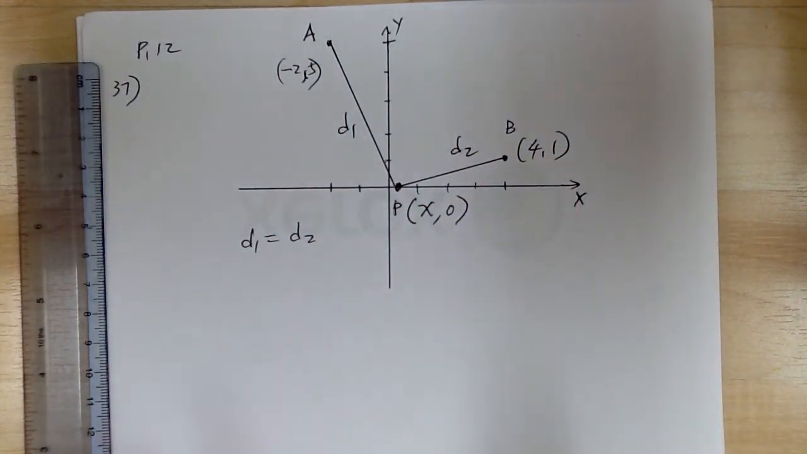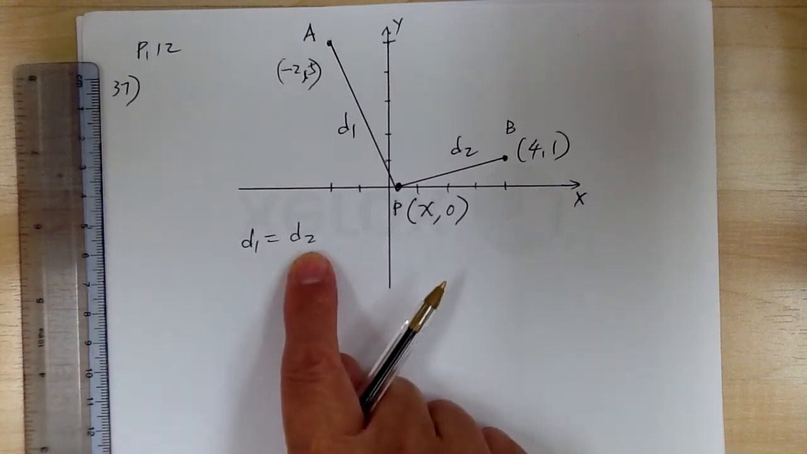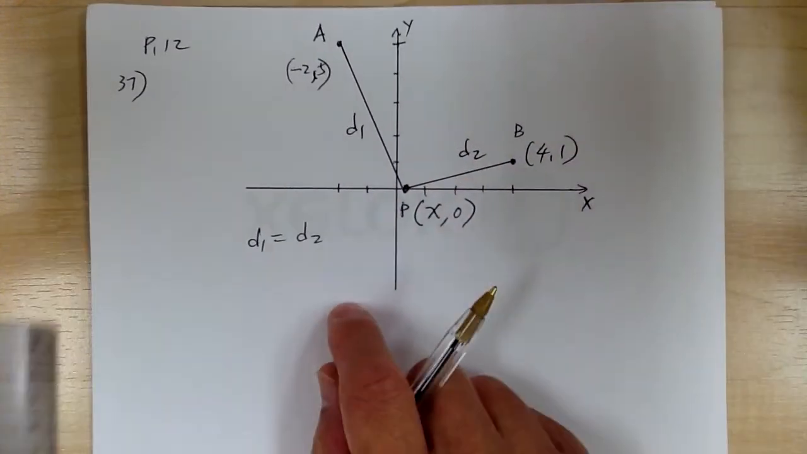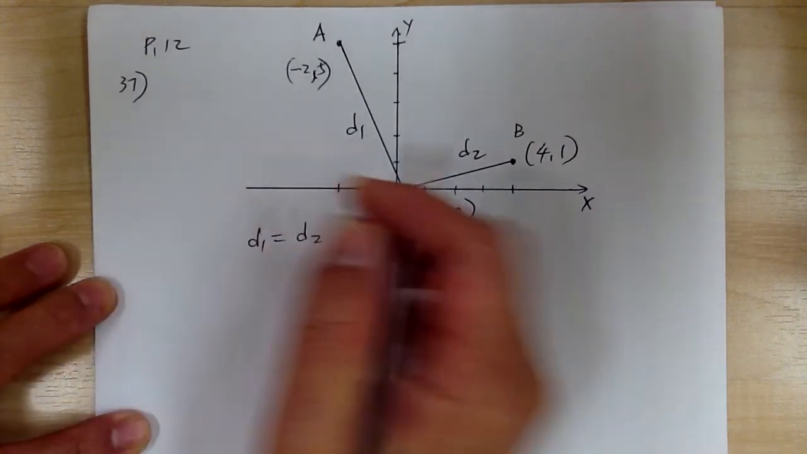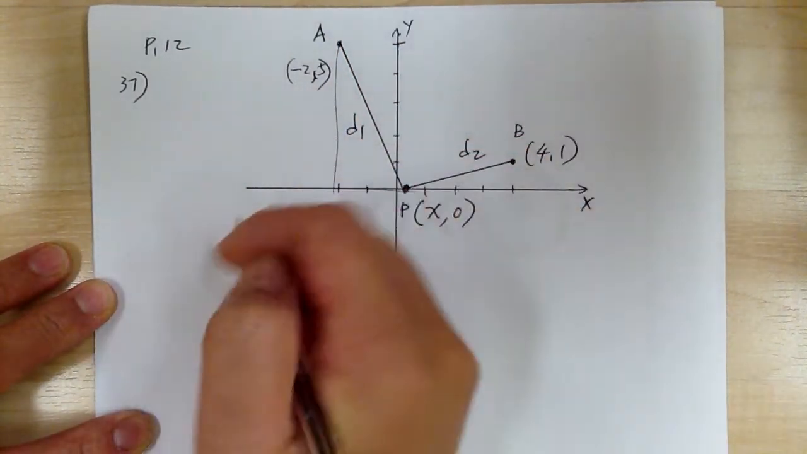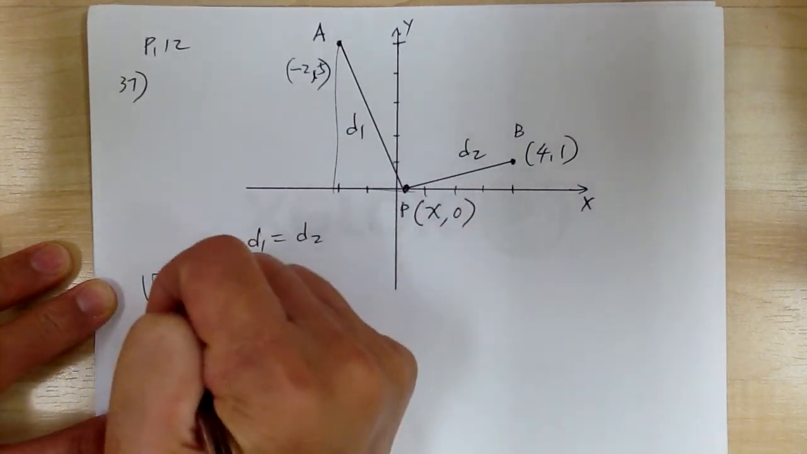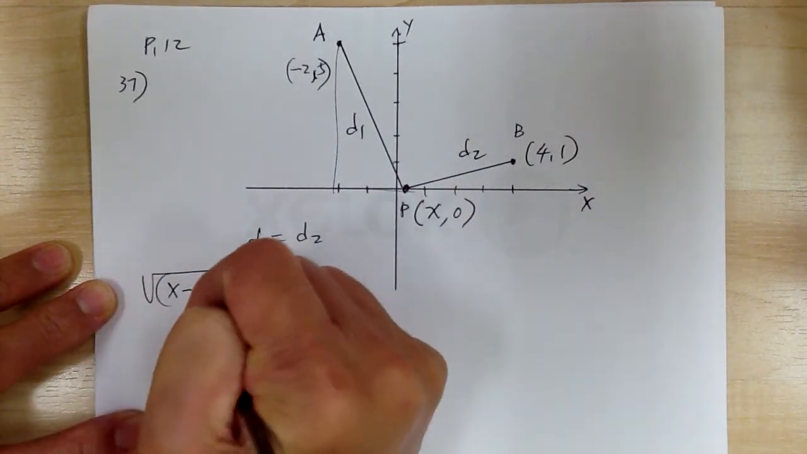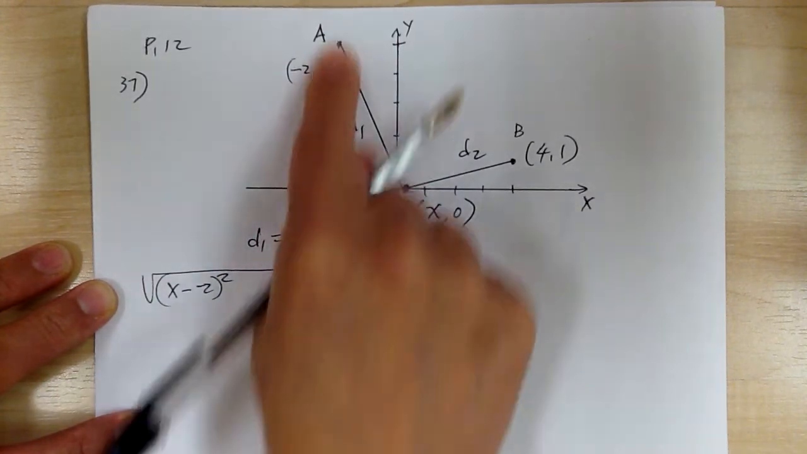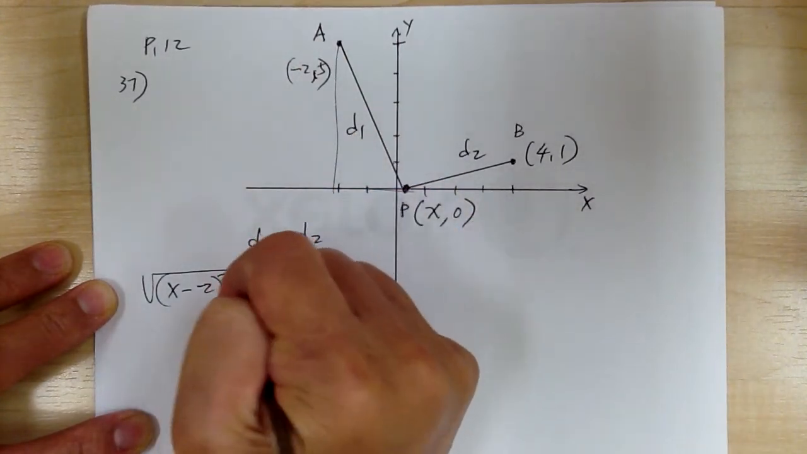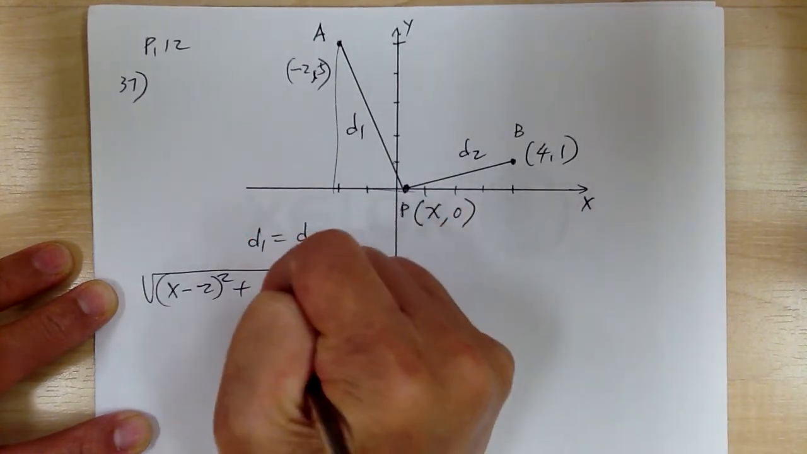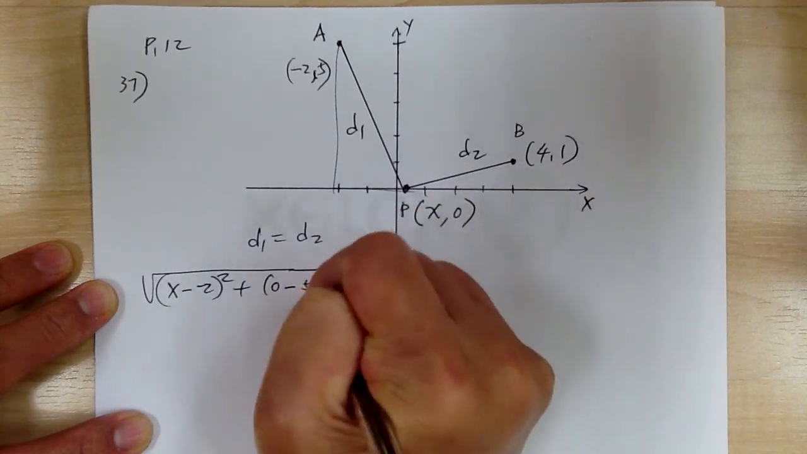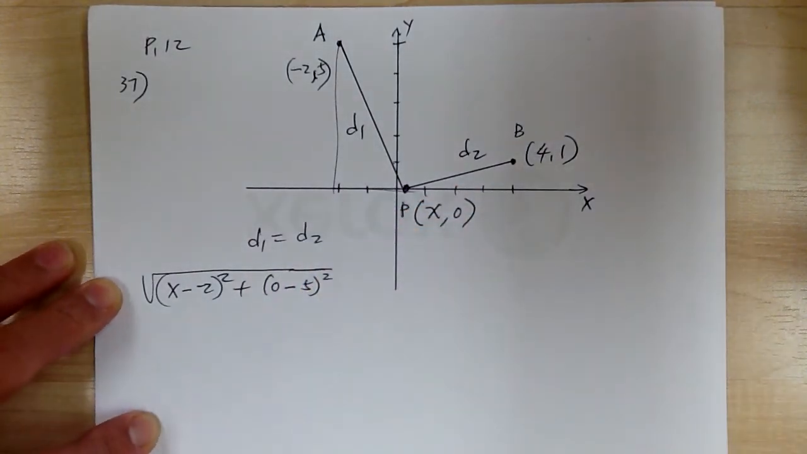In this course, you have to start with definitions, and work your way through from there. Then you need to apply your definition of the distance. Use your Pythagorean theorem. So D1 is equal to the square root of (x minus -2) squared plus (0 minus 5) squared. Because of the square, it doesn't matter which point you use first, but I like to use the variable you're looking for first.